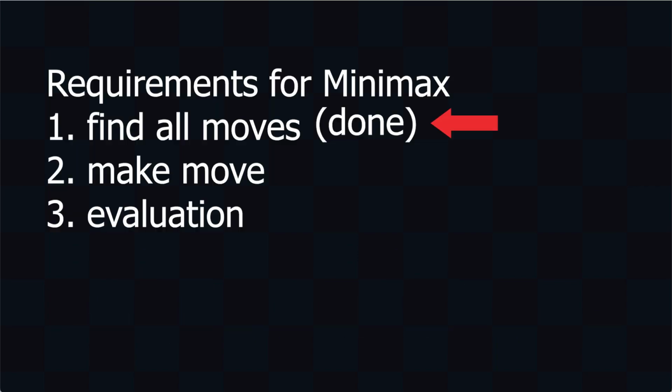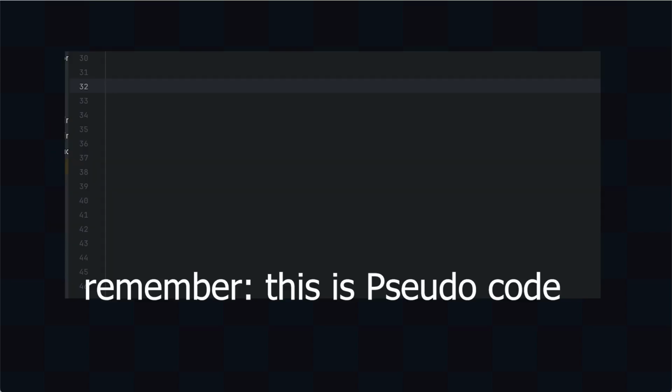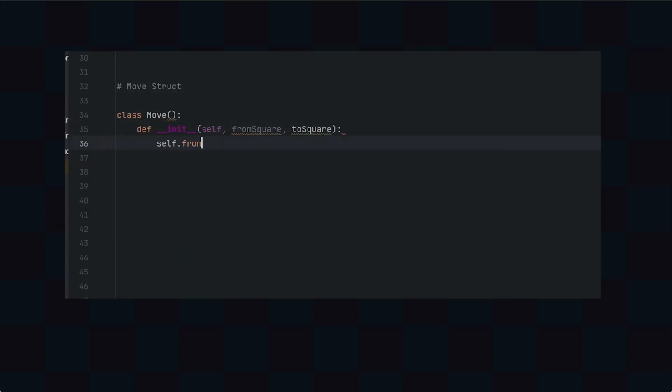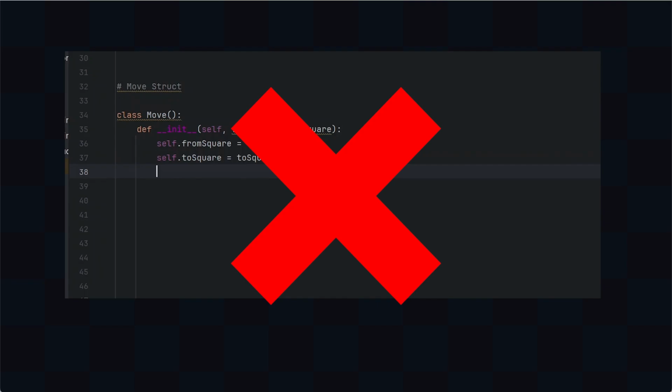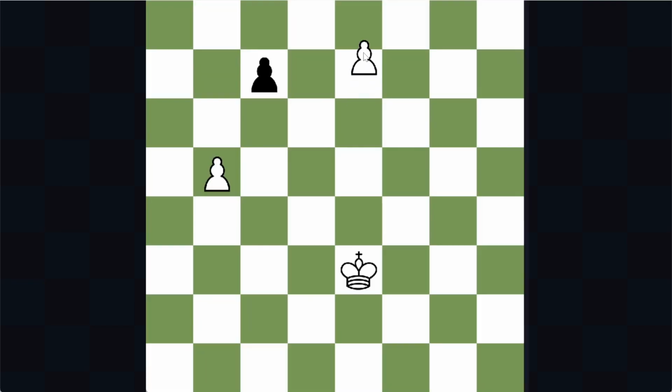But wait, we might be able to find all the moves, but we're still not done with how to encode the moves. Just use a from square and a to square, right? Well, it's actually not this simple because of special moves like promotion. For example, how would the program know if you want it to be promoted to a knight? Or how can I encode en passant?